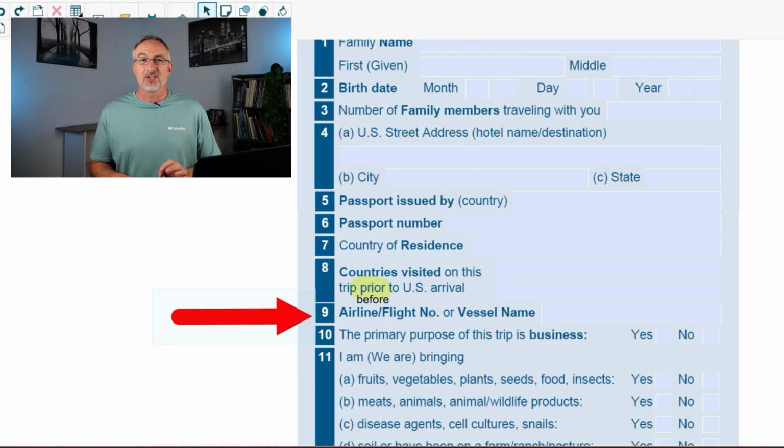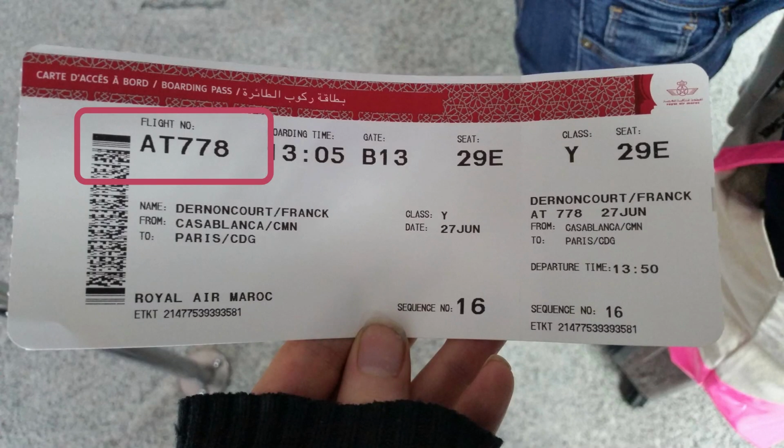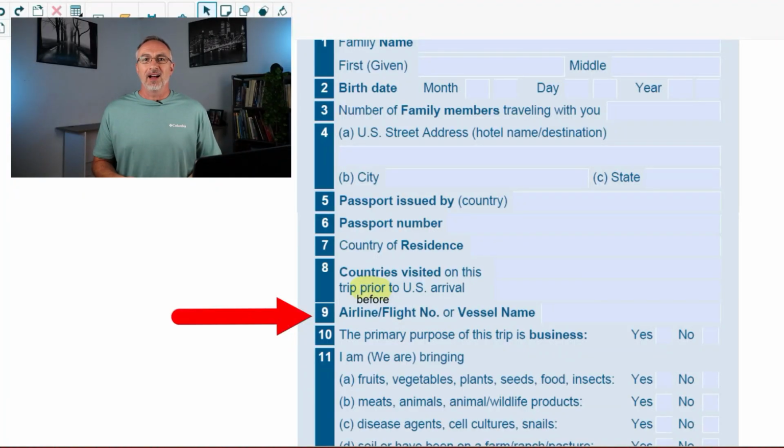Number 9 is your airline or your flight number or your vessel name. Of course, your flight number you can find on your boarding pass. The vessel name, well, what do we mean by vessel? A vessel is normally a boat or a ship. So this would be maybe if you came on a cruise ship or something, maybe from Canada or the Caribbean, I'm not sure. But that would be the name of the ship.